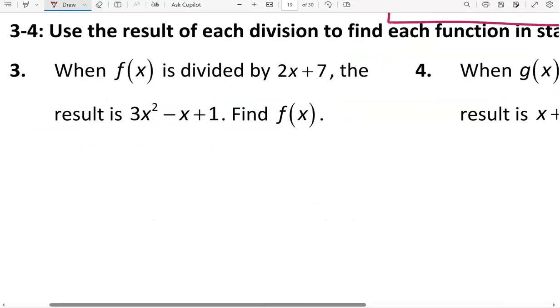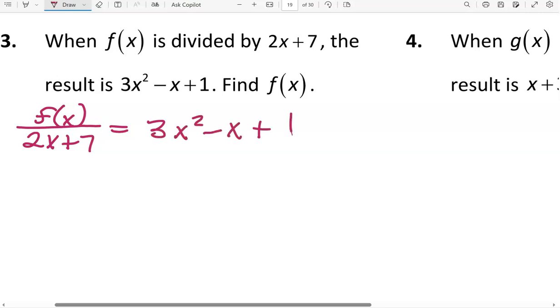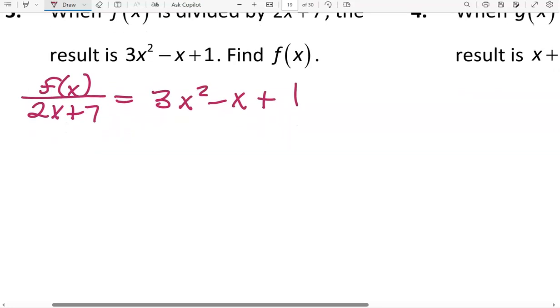In 3 through 4, we're asked to find each function f of x or g of x in standard form, that means multiplied out. So I'm just going to write what it says. When I take f of x and I divide it by 2x plus 7, the result is 3x squared minus x plus 1. And we're asked to find f of x.